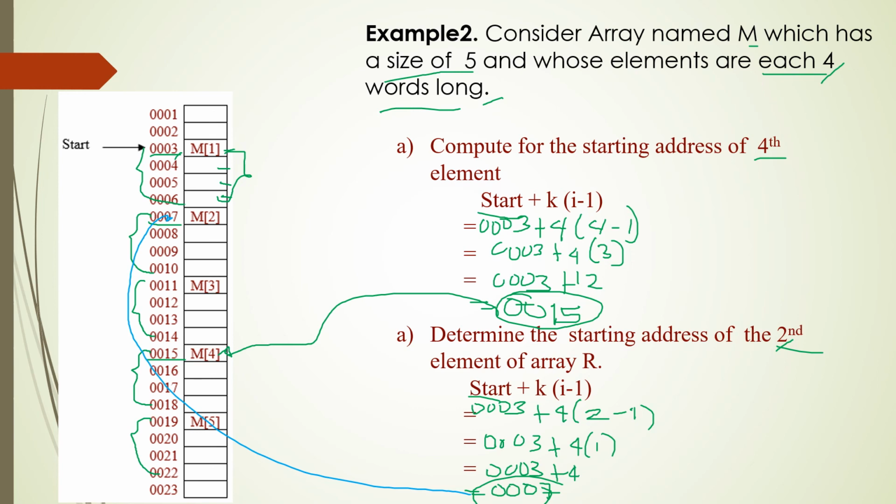Okay? So, that is how we compute elements in a one-dimensional array. So, always remember the formula, start plus k times (i minus 1). Alright?